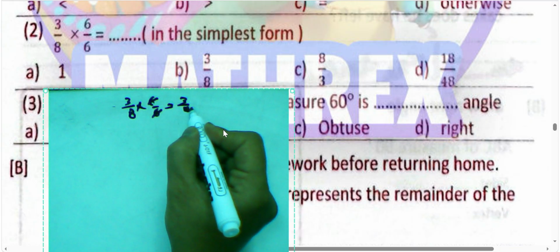3 over 8 times 6 over 6. In the simplest form, it will be the same answer, 3 over 8. You won't need to find the simplest form because 6 over 6 equals 1. 1 times 3 over 8 equals 3 over 8. This is the simplest form, okay? The answer will be letter B, 3 over 8.